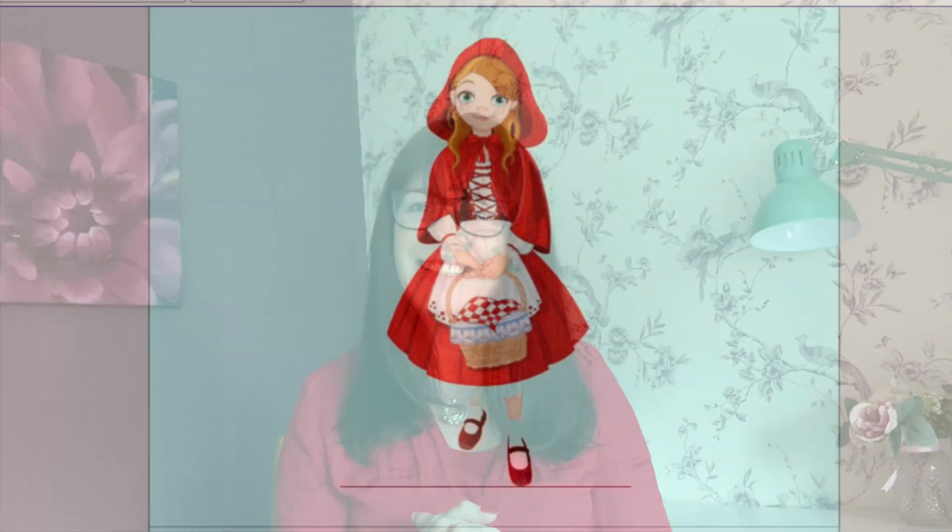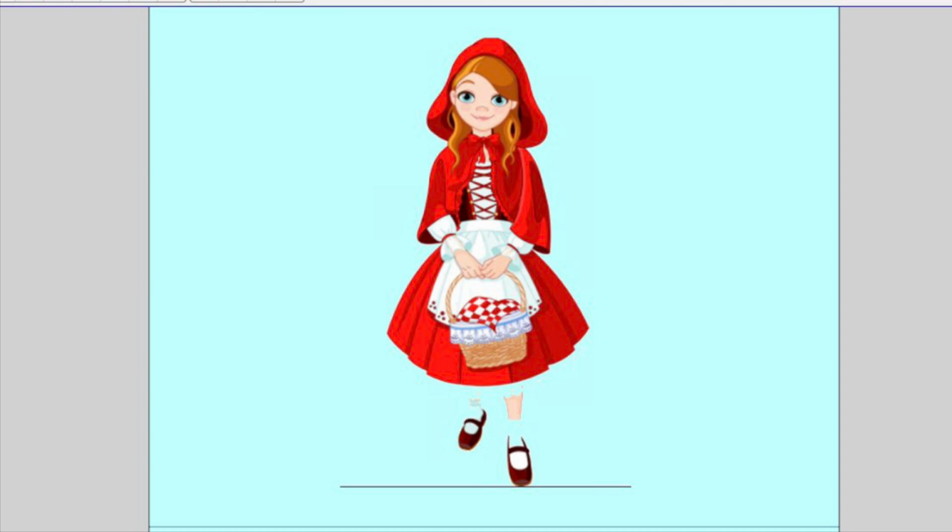Perhaps we need a picture to help us. I've got an idea. I want you to draw a picture of Little Red Riding Hood, what you think she looks like. Pause the video now and draw a lovely picture of Little Red Riding Hood. Here's my picture. I'm a very good drawer.